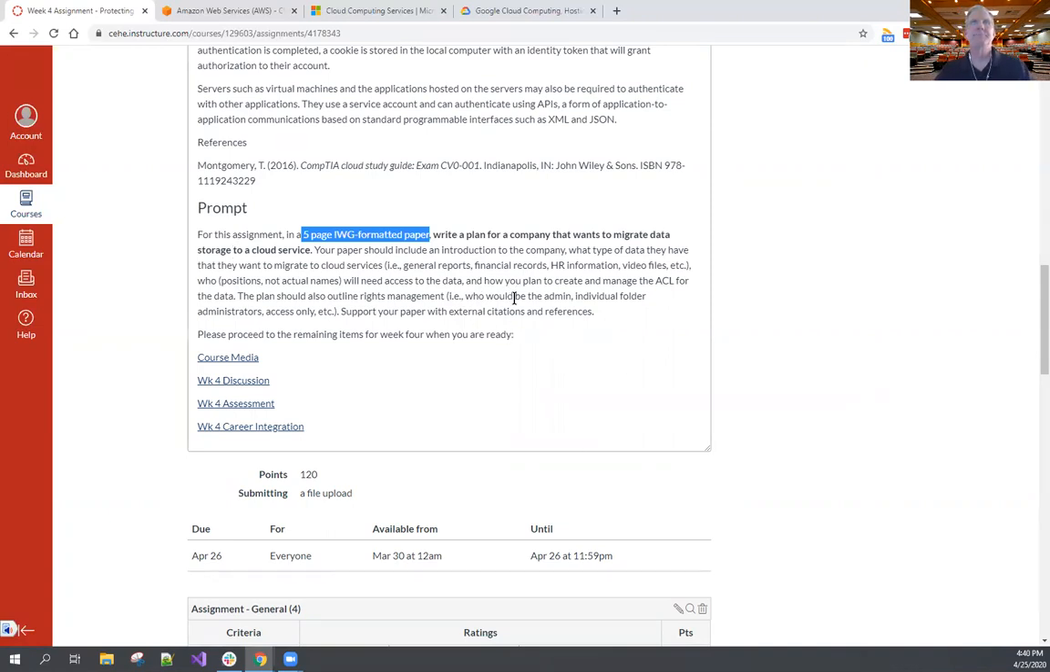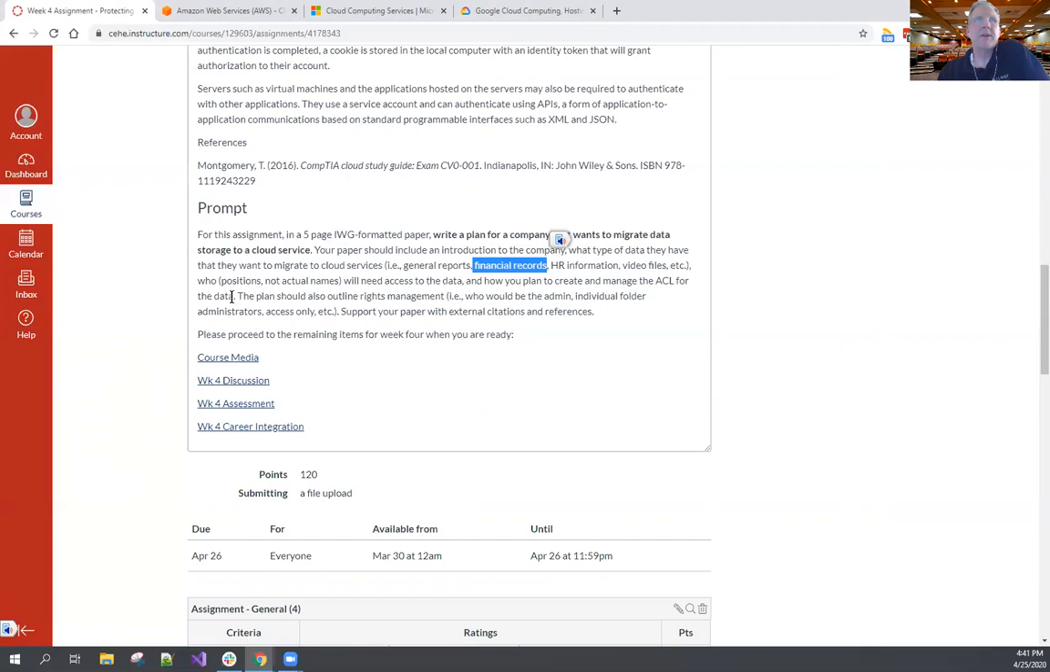So I thought a better idea was for me to show you, instead of having you write a plan, what it looks like to migrate data storage to a cloud service. What I'll do is attempt to describe a company, a type of data, and so on. I've got some notes over here. So this company will be a fictitious company, and I'll describe what type of data they have that they want to migrate.